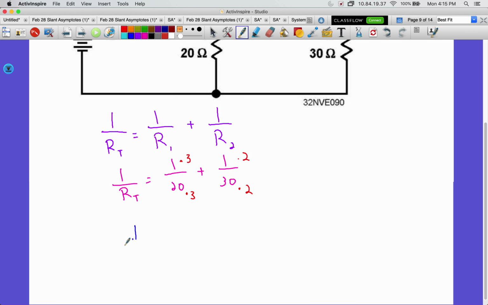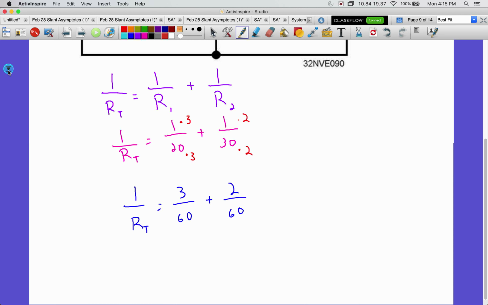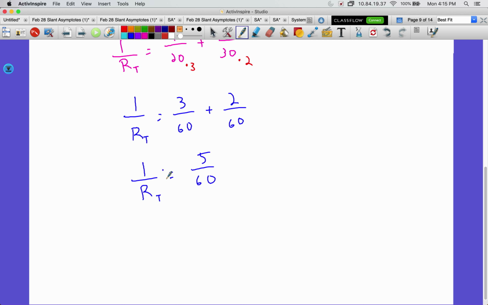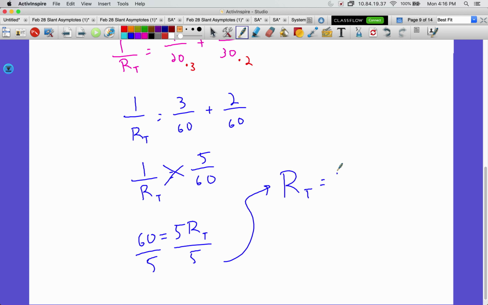I get 1 over my total resistance equals 3 over 60 plus 2 over 60. 1 over my total resistance equals 5 over 60. Cross multiply, 60 equals 5R sub T, divide by 5, divide by 5, and we would get our total resistance is equal to 12 ohms.